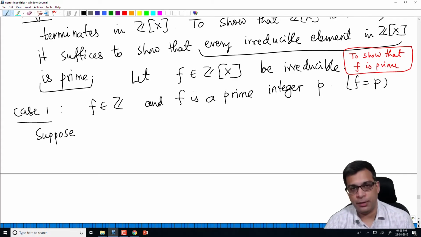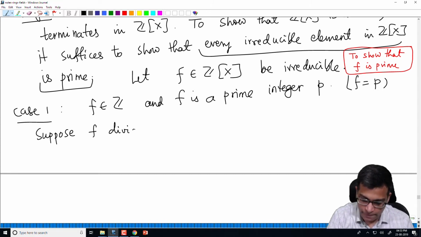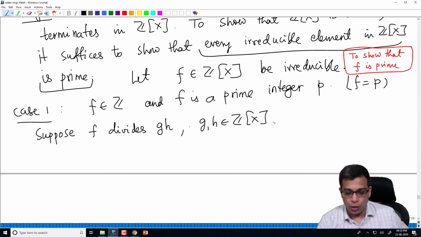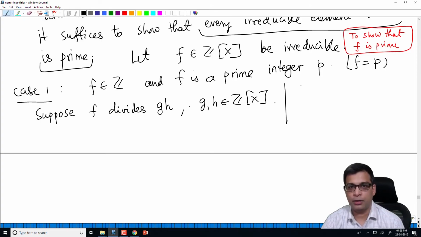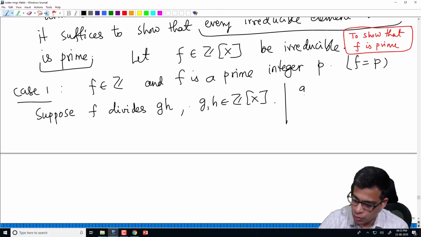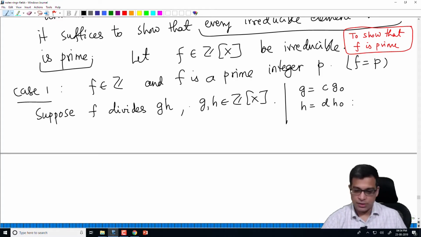What is the meaning of being prime? Prime means if f divides a product of two elements in Z[x], f divides one of them. So suppose f divides gh, where g and h are in Z[x]. We would like to conclude that f divides either g or f divides h. Now, using again the big tool for us, that every polynomial can be written as a content times a primitive polynomial, we write g is c g0, h is d h0.